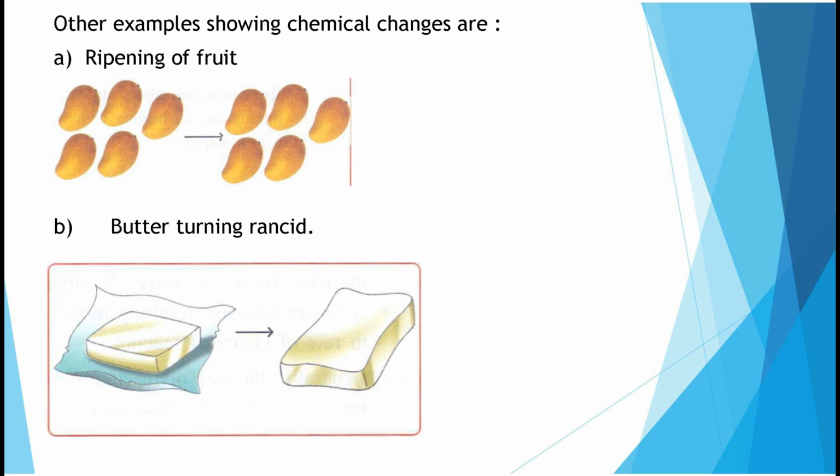Then we go to other examples of chemical change, like ripening of fruit. You can see in the diagram. So in ripening of fruits, when a fruit ripens, we can't bring back the raw fruit again. So it is a chemical change and it is a permanent change. And in the ripe fruit, a new substance is formed. And another example is butter turning rancid. So it is also a chemical change because the new substances formed have different chemical properties. So it is a chemical change.